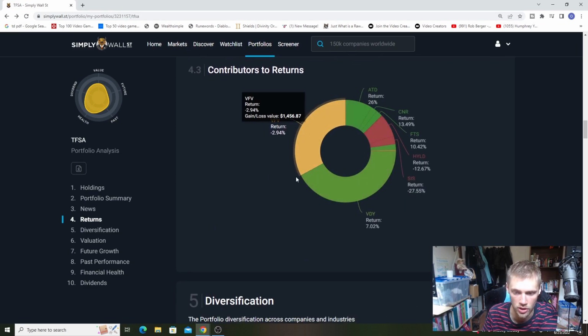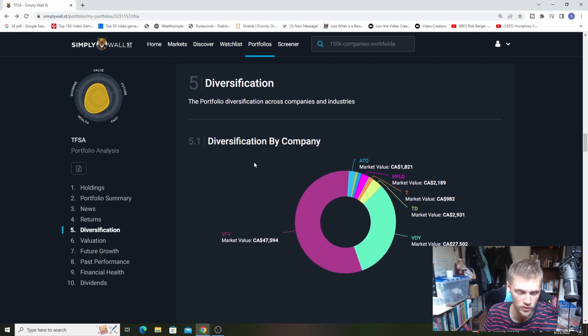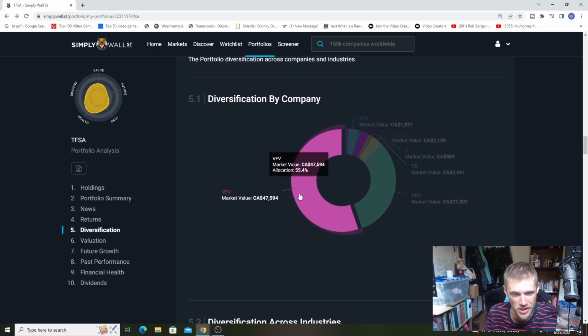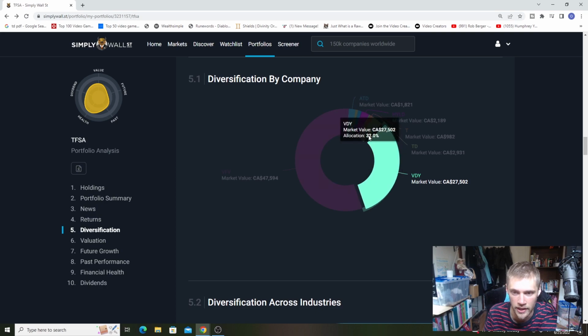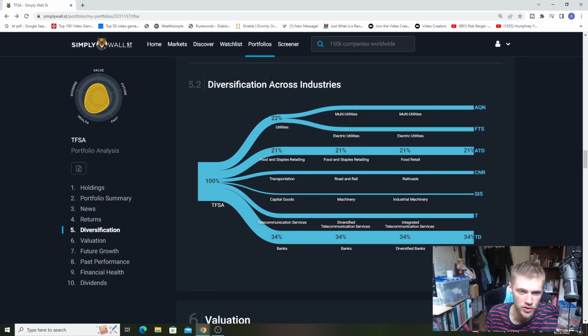Kind of interesting chart where we can see which stocks are providing the most return and which ones are the most negative. We have diversification by companies. We can see the different companies. This would be like your portfolio pie or something like that. So obviously in my portfolio, I hold a lot of VFE. That's $47,000 Canadian, and then VDY, and then some individual stocks here that we hold, so we can check those out. Going down, we also have diversification across different industries. So once again, just some cool little stuff here.